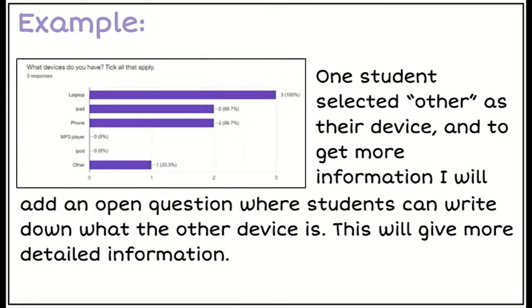Then I have this graph here. This is looking at the question, what devices do you have? And people ticked all of those. Now what I noticed was that one of the students who did this pilot study selected other. And if I think about that, that doesn't tell me what the device is, it's just that they had some other device. So one of the things that I might do is to add an open question where the students can then, if they select other, go on and actually give me the detail of what other device they had. So that will add more information to what I've already got.